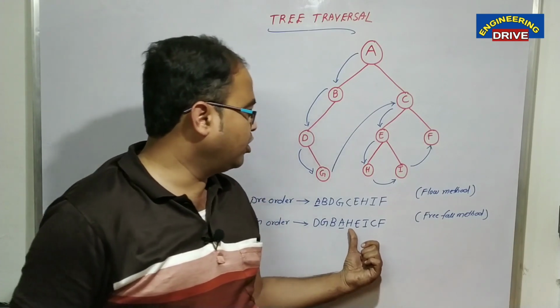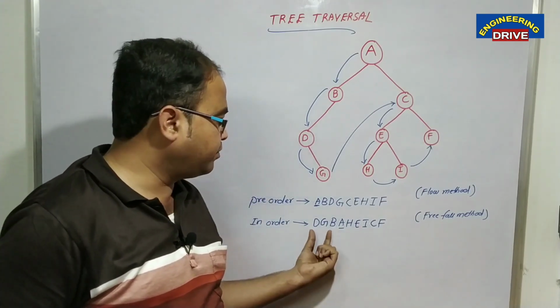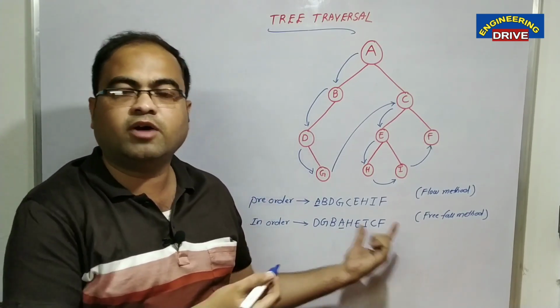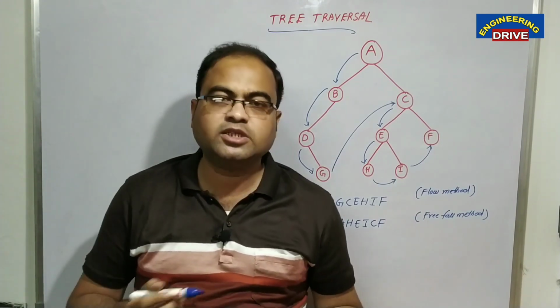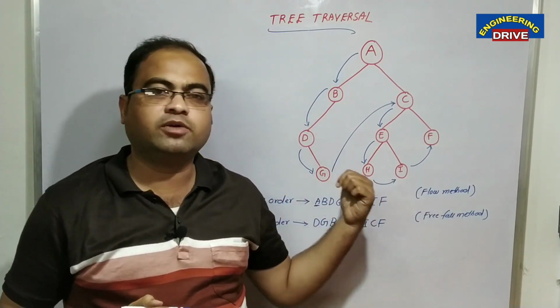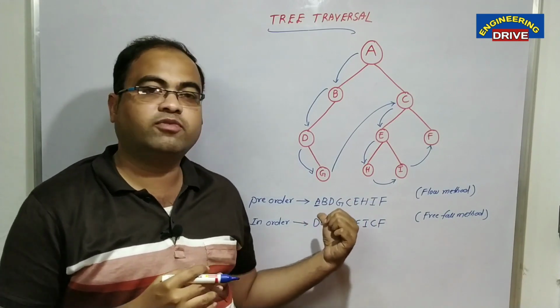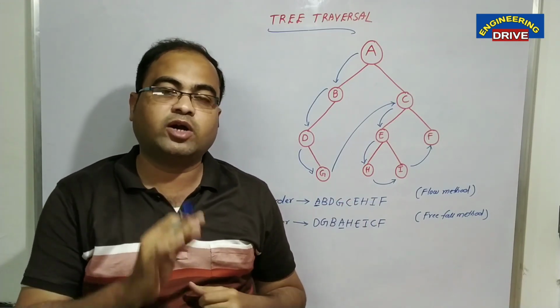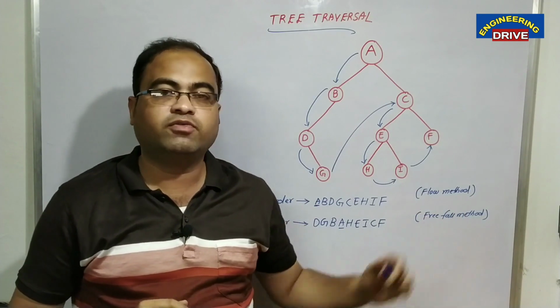Next, what did we get? We got the subtrees. This is the left subtree and this is the right subtree. Of course our answer is correct. So this is how our free fall method will work. You can make use of this method only for in-order traversal. To find the in-order traversal, you can make use of the free fall method.